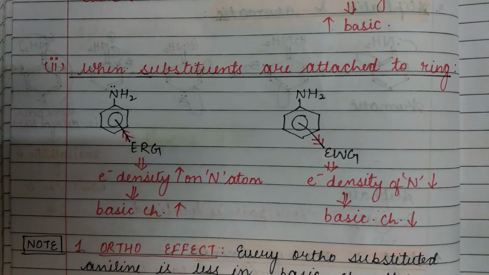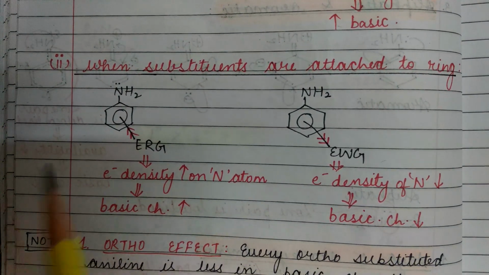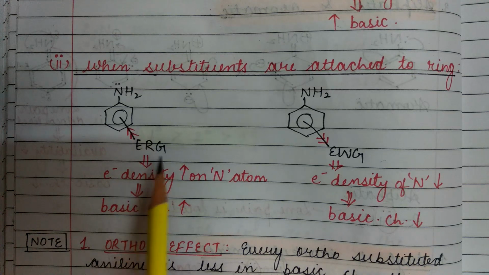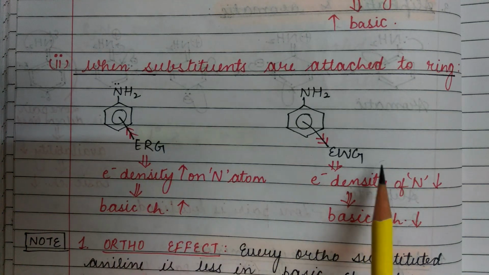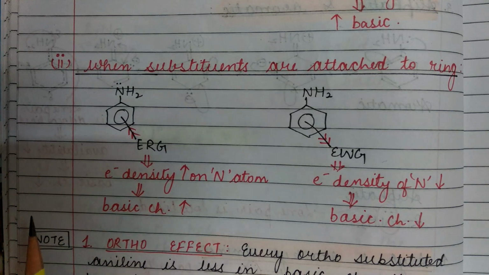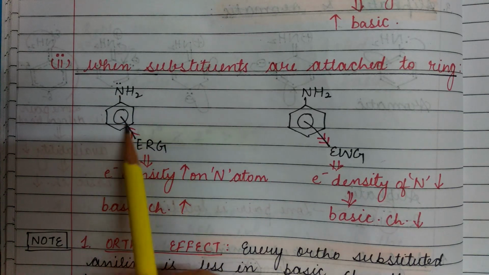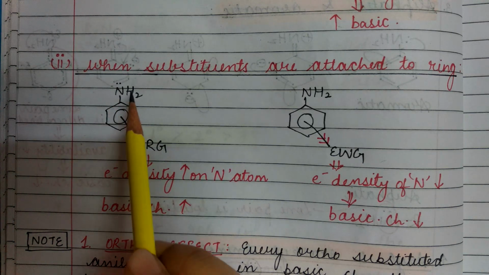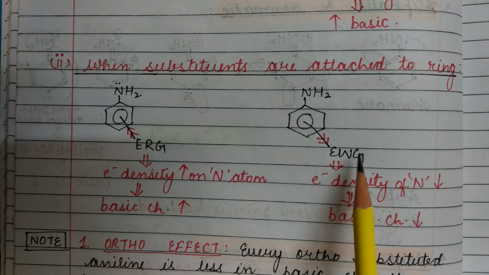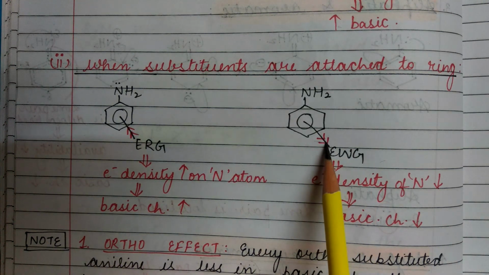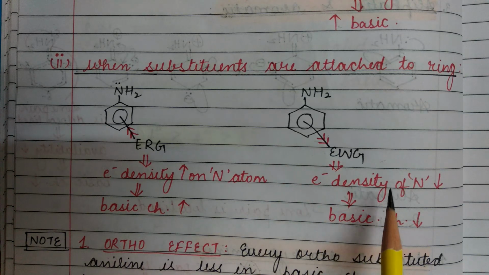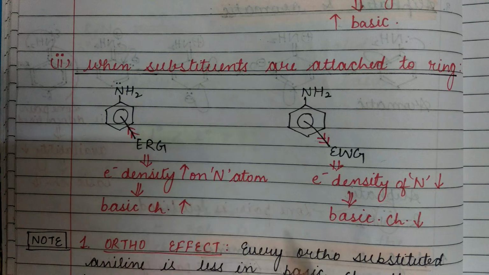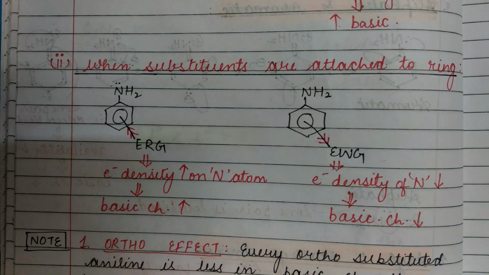When substituents are attached to the ring, there are 2 cases: electron releasing group and electron withdrawing group. In case of electron releasing group, the group increases the electron density on nitrogen and hence basic character increases. But an electron withdrawing group, on the other hand, withdraws electrons and hence decreases the electron density on nitrogen, so basic character decreases. Hence releasing groups increase the basic character, and withdrawing groups decrease the basic character.